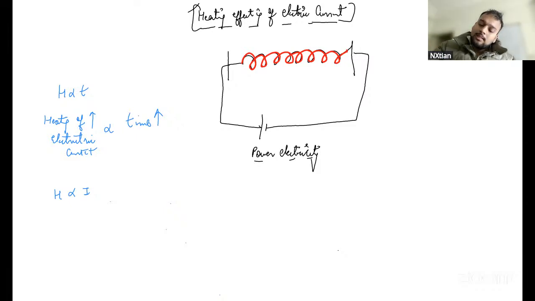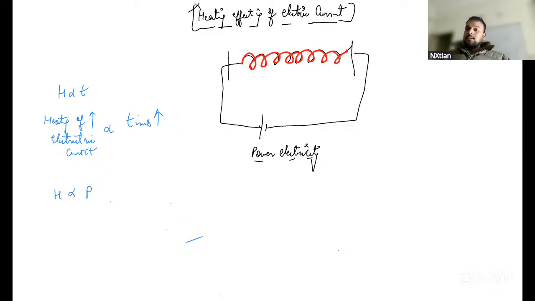Okay, we'll understand it like this. It's directly proportional to power also. So, for example, those appliances which take a lot of power, for example, the heater, the geyser, the oven, they take a lot of power. So if they are taking a lot of power, they will dissipate a lot of heat also.